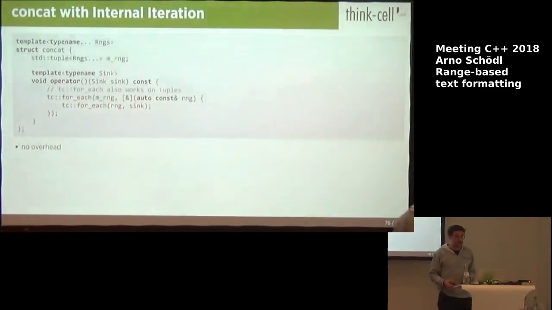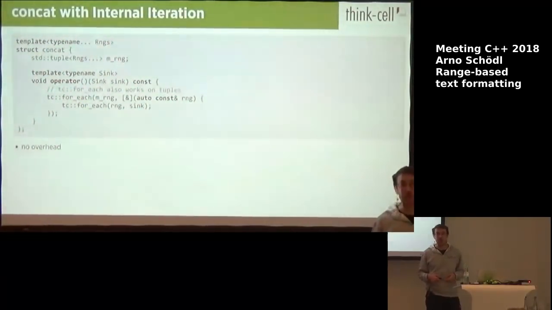Okay, how does concat now look? It looks like this. Again, we have our function call operator that takes the sink. And we now iterate over all the ranges that we store. We store them in a tuple, in this case, and our for each supports tuples. So you essentially just write a for each over the tuple, and then for each of the ranges inside the tuple, you again call for each. So this nested for each actually is the internal iteration for the concat.